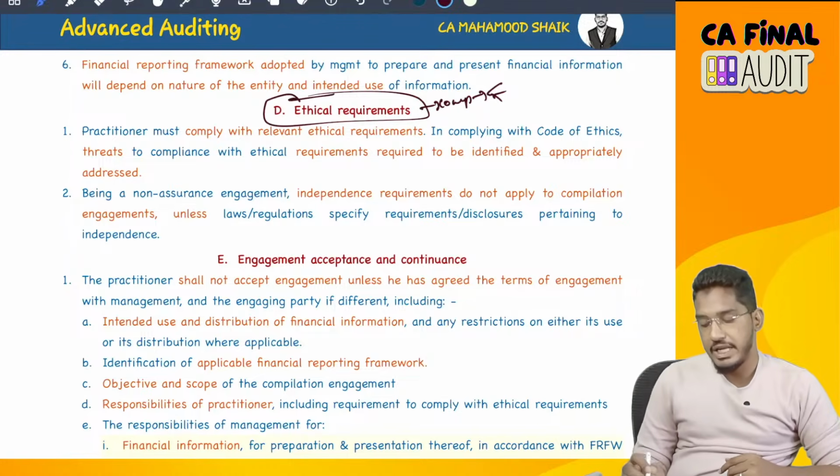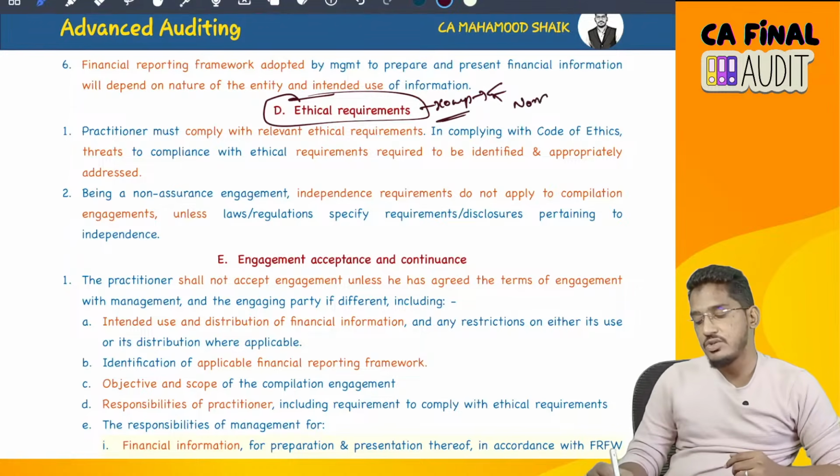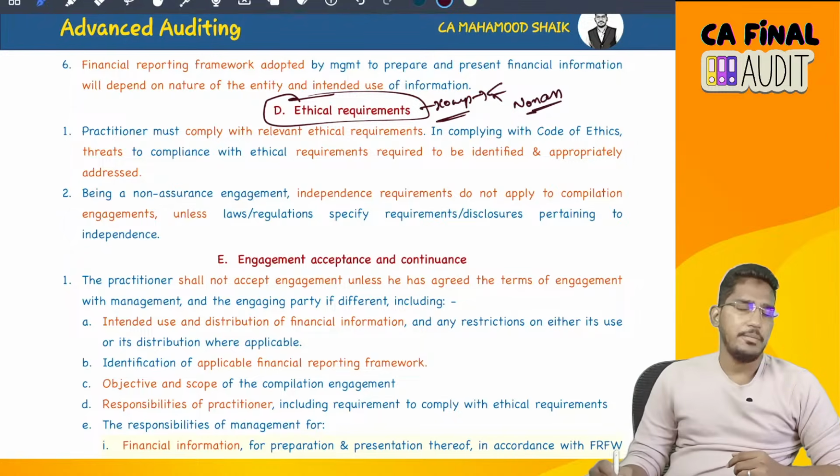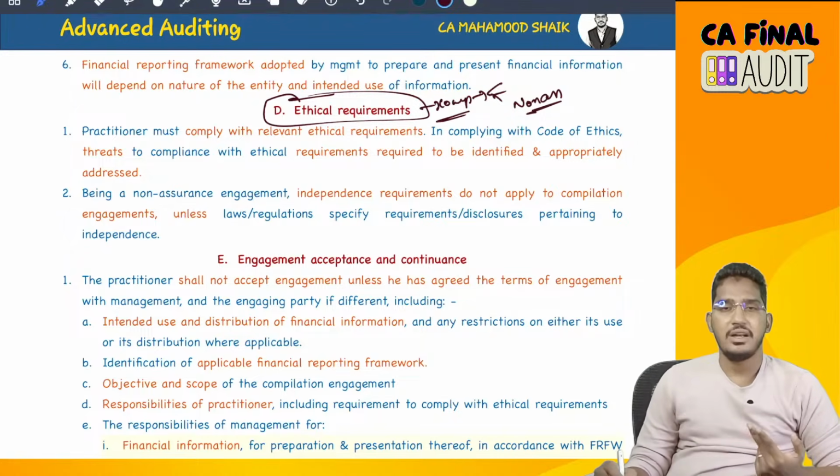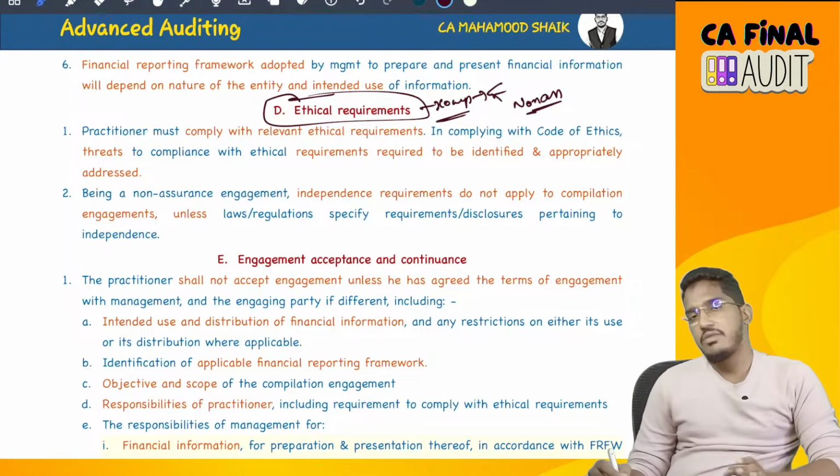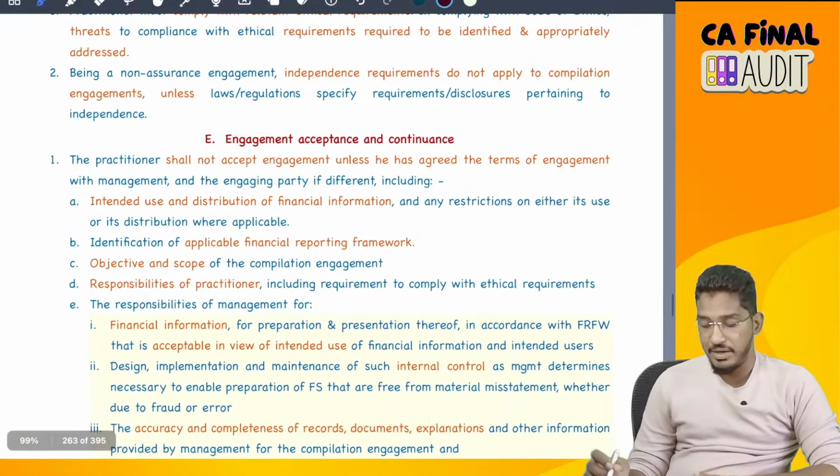In the case of a compilation engagement, is there a requirement that the practitioner must be independent? No, there is no such mandatory requirement. Why? Because once again, a compilation engagement is not an assurance engagement. It is a non-assurance engagement. Independence is not a requirement unless required by the terms of the engagement. Unless the client insists, there is no requirement from the standards to remain independent.